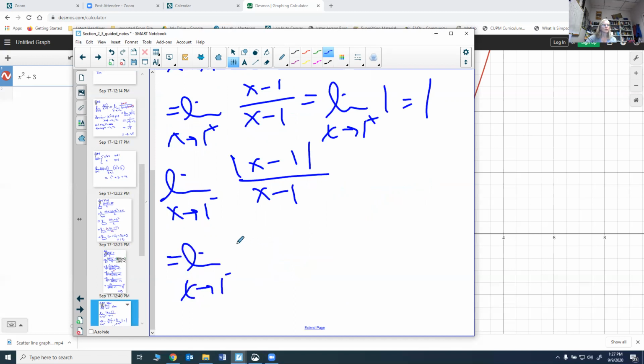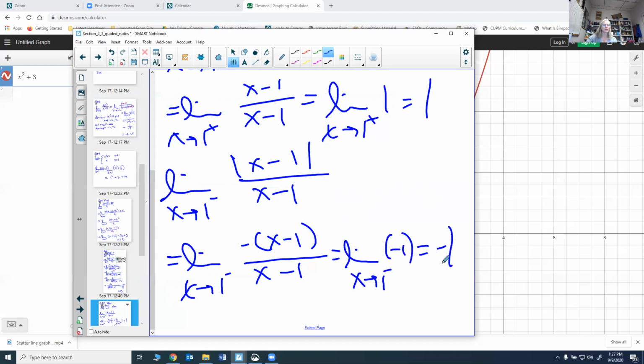this number would have to be, the only way to make it positive is to take the x minus 1 and then take the opposite sign. So it would be the opposite, negative x minus 1 over x minus 1. And now I notice, hey, this is the limit as x goes to 1 from the left of -1, which, given it's a constant, is just -1.